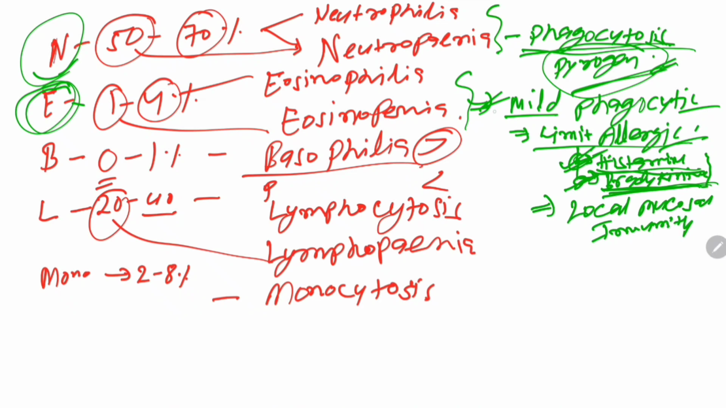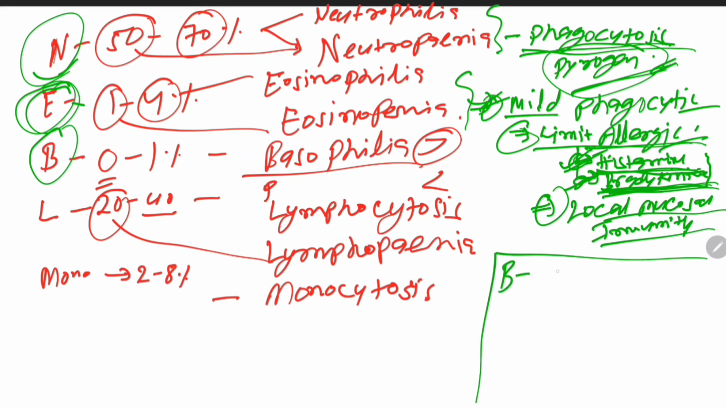So we have three functions. One is mild phagocytic, then limit allergic reaction by degrading histamine and bradykinin, or you can say any type of allergic mediator, degrade the allergic mediator. Then the second one is local mucosal immunity. Now we'll discuss the basophil.